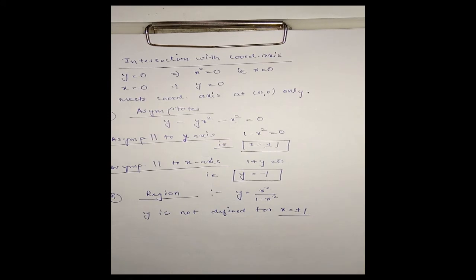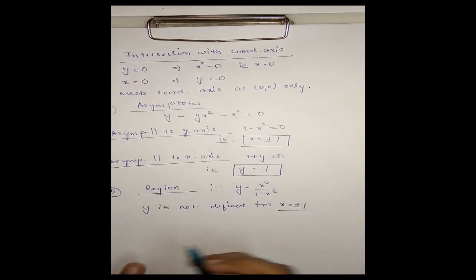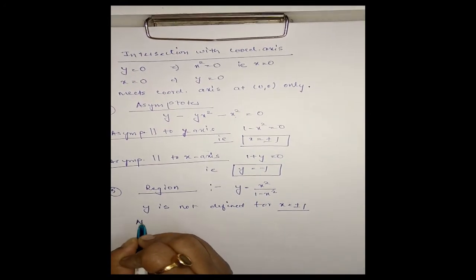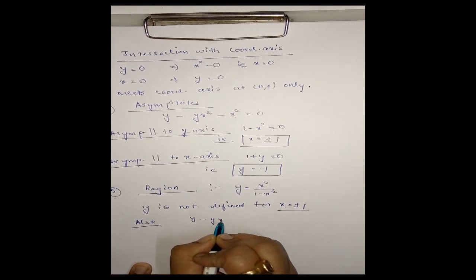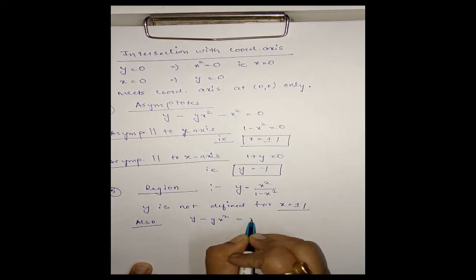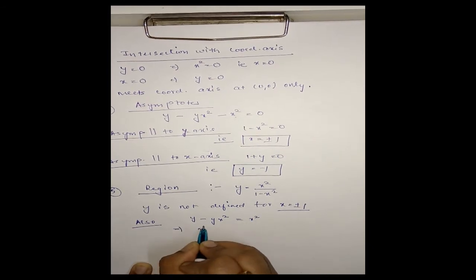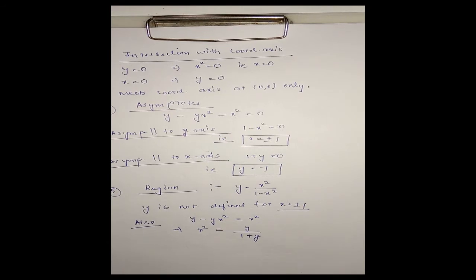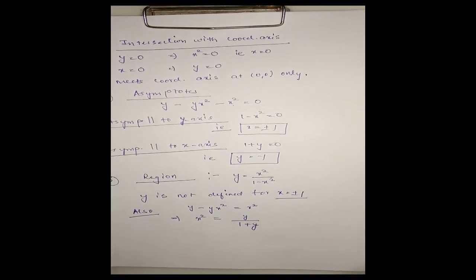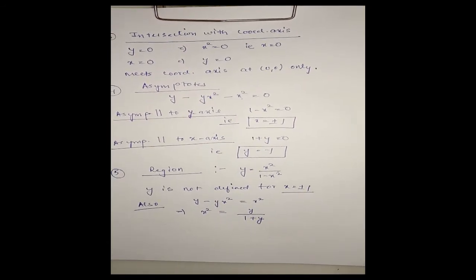Okay, this will be infinity case. y is not defined for x equal to plus minus 1. Also, now writing x in terms of y: y minus y x square is equal to x square, which gives x square is equal to y upon 1 plus y. Now since x square is positive, the left hand side is positive, so the right hand side should also be positive.